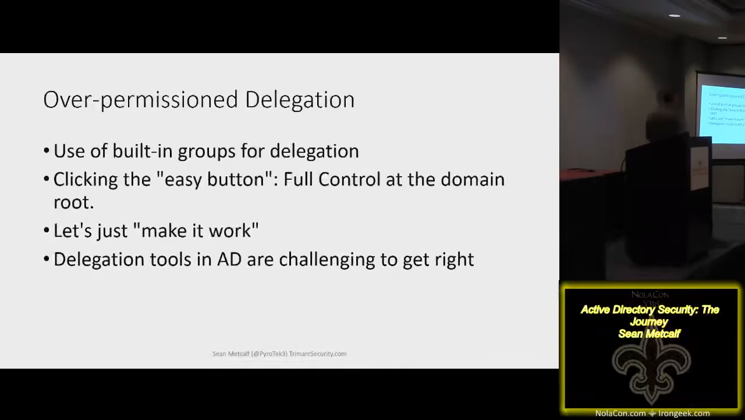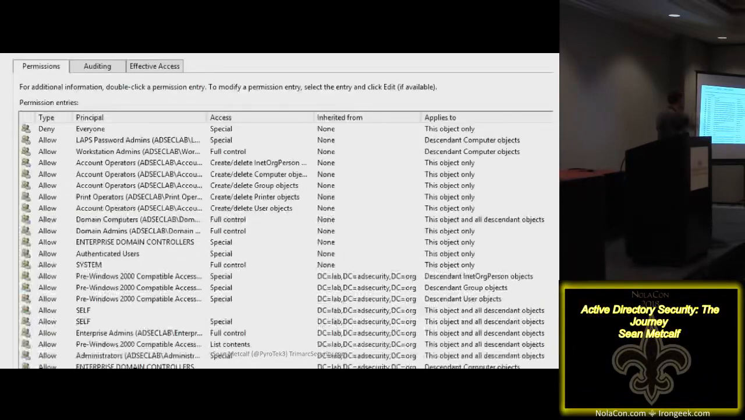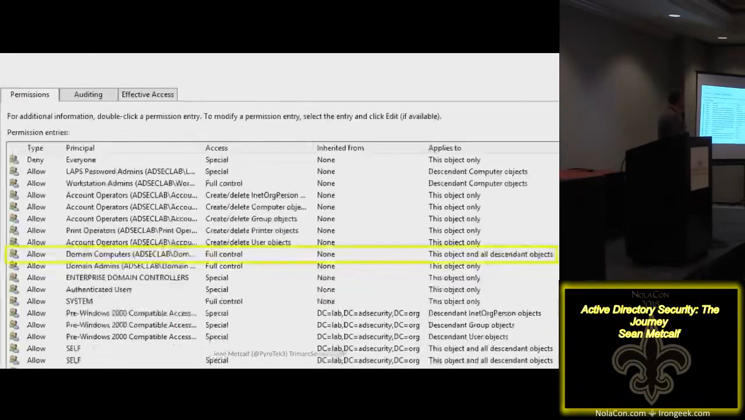Because ultimately in these environments, they're over-permissioned. There's too much delegation just to make it work. And looking at permissions this way is way too complex. And you end up in a situation where domain computers has full rights to an OU. So how do you find this stuff? How do you look at it?